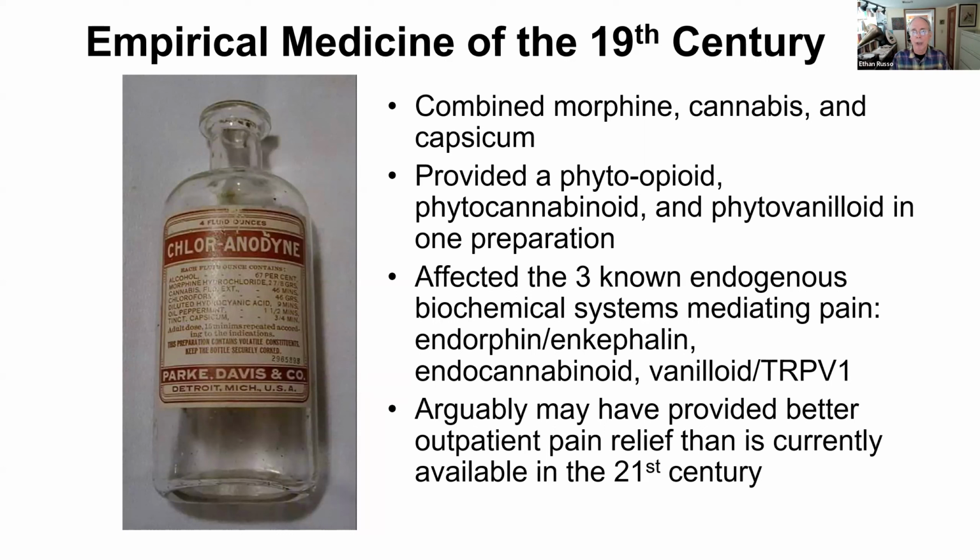So we have 3 of the major ingredients from plants that affect pain: a phytoopioid, a phytocannabinoid, and a phytovanilloid, all in one preparation. Of course, this would affect the 3 known endogenous systems that mediate pain: the endorphin and enkephalin system, the endocannabinoid system, and the vanilloid system. For all we know, this might have provided better outpatient pain relief than anything we have in the modern day.